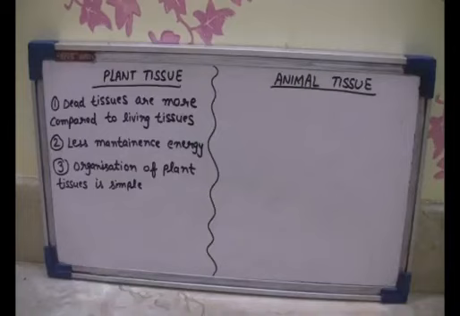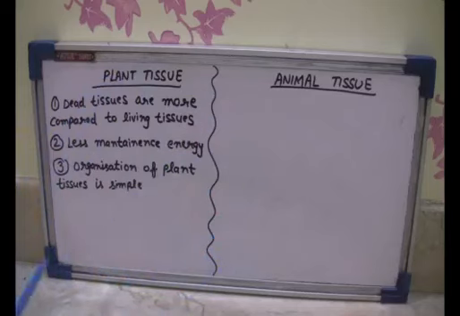Let's discuss one more question in this chapter: the difference between the plant and the animal tissues. If you get to write the difference between plant tissues and the animal tissues in long answer type questions, then you can write these 3 points. In the plant tissues, the dead tissues are more abundant as compared to the living tissues. While on the other side, in the animal tissues, you have to write that the living tissues are more abundant than the dead tissues. The second point is that the plant tissues require less maintenance energy, while the animal tissues, they require more maintenance energy.